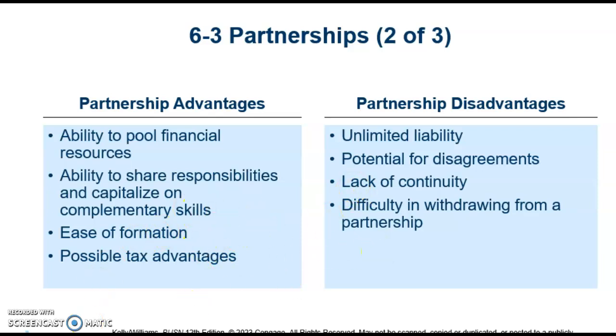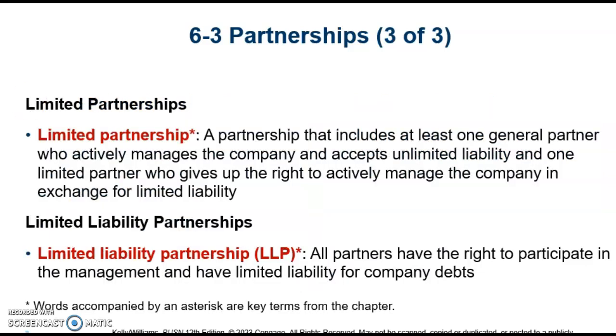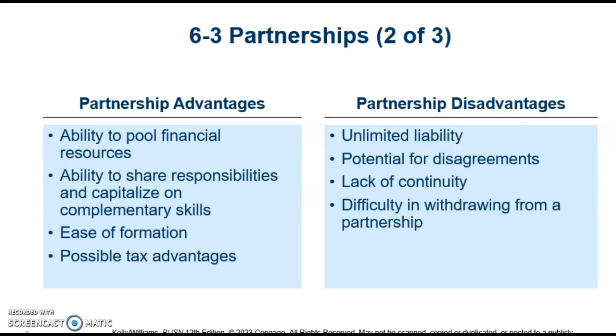The disadvantages are that there is unlimited liability, just like with the proprietorship. They can come after the personal assets. Also, if you have more than one person, there could be disagreements. With these disagreements, a partner may decide to withdraw. If that partner decides to withdraw, that could threaten the continuity of the partnership. It's not easy to withdraw, though. A partner who withdraws may be held responsible for the debts of that business during the partner's withdrawal.